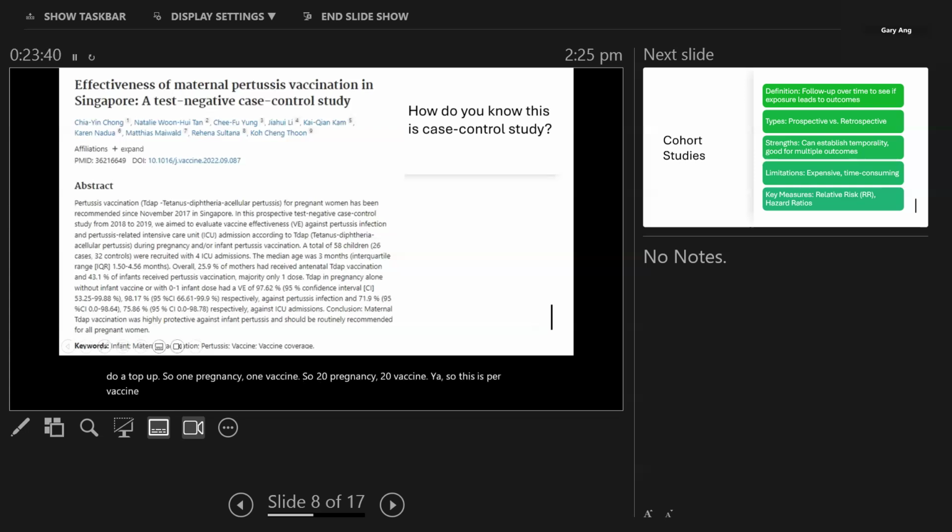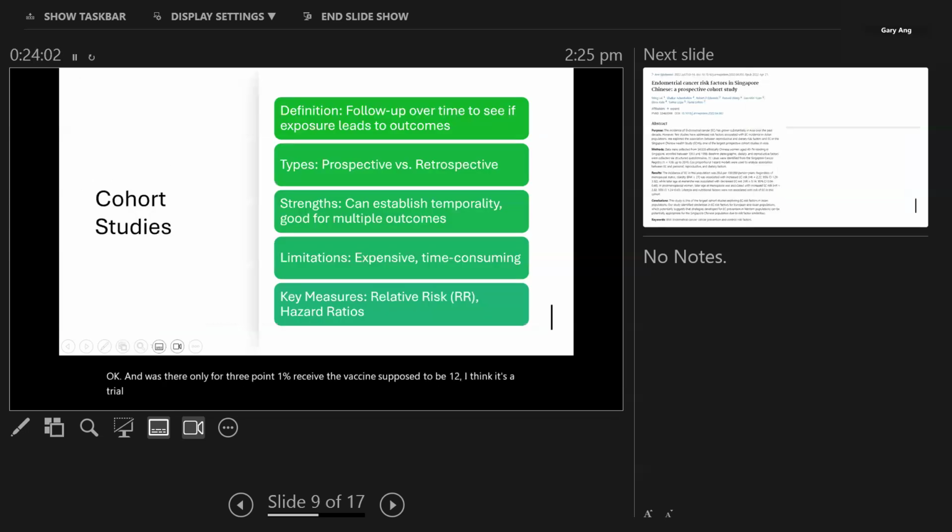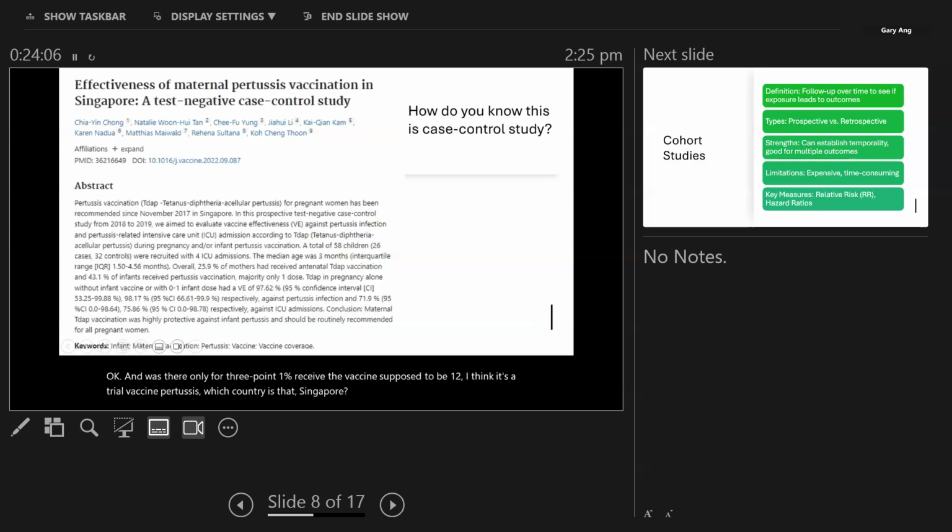Why the birth rate drop? So only 25.9% of mothers receive this. Although it's recommended, only 25.9%, one quarter of the women actually go for this vaccine. And worse still, only 3.1% receive the vaccine. I think it's a child vaccine. Which country is that? Singapore? Yeah, but why so low? I expect it to be 100.